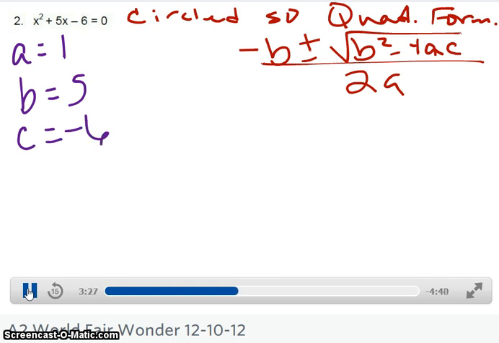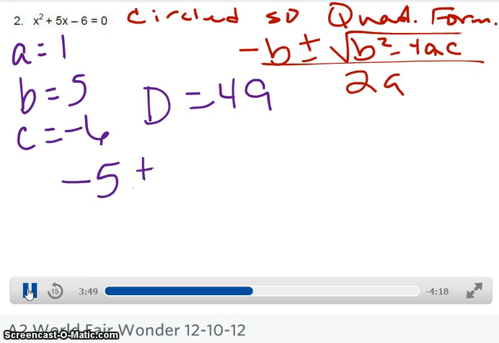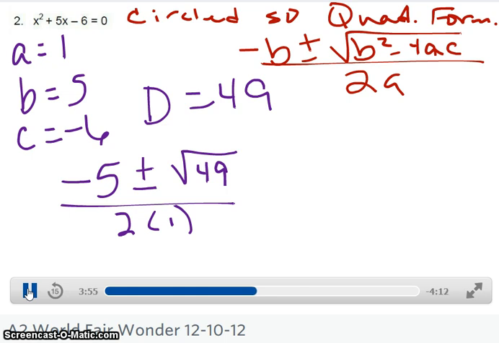Remember, we started by figuring out the discriminant. So take your calculator and b squared minus 4ac. So 5 squared minus 4 times 1 times negative 6. And your discriminant is 49. So when you go put it in your problem now, negative b means go use your b with the opposite sign. So negative 5 plus or minus the square root of 49 all over 2 times a, which is 1.